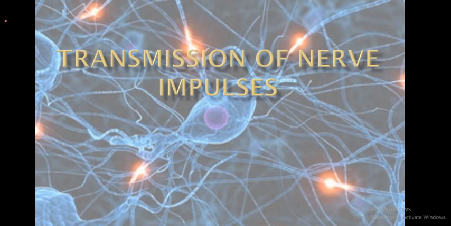In this video we are going to discuss the transmission of nerve impulses. First of all we'll discuss the resting membrane potential, and then later on we'll move towards the action potential. So let's start.